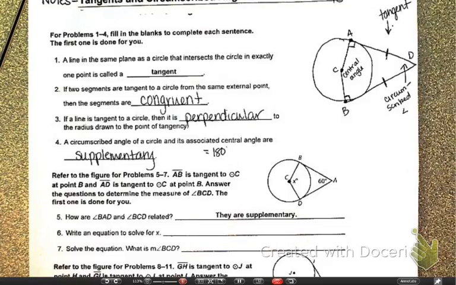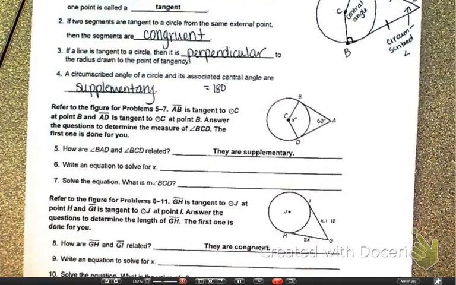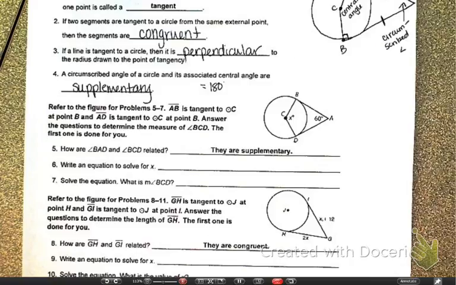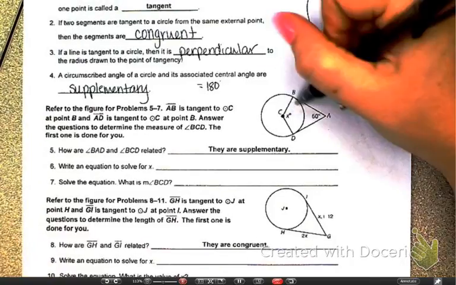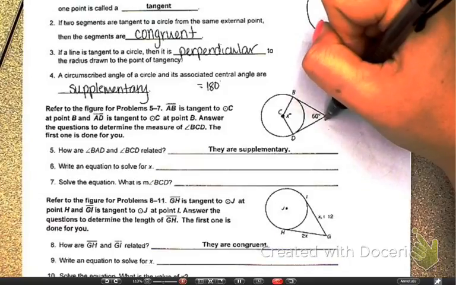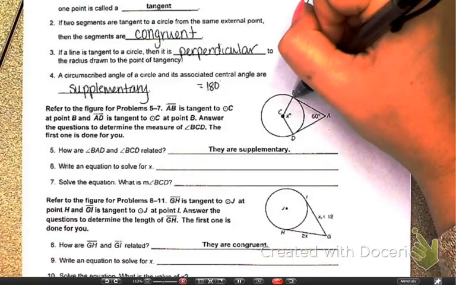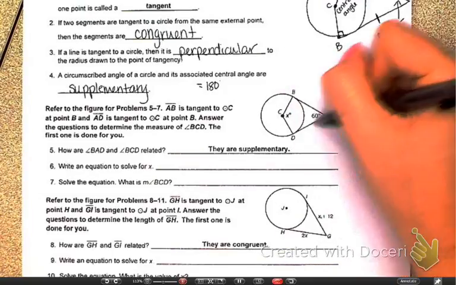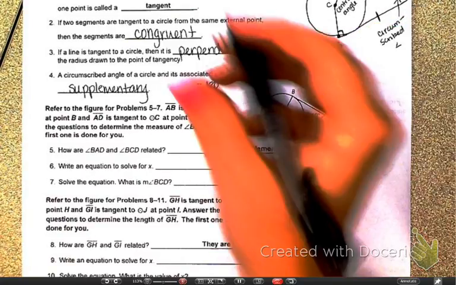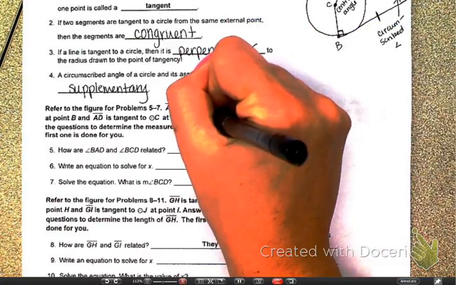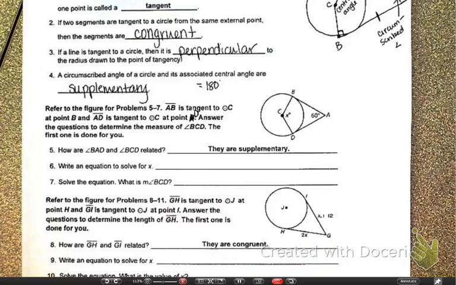No? Okay. So we're going to use some information. So use the figure for problems 5 through 7. Here's line AB. It is tangent to circle C at point B. AD is tangent to circle C. This should say at point D, not point B. That should say at point D. Answer the question to determine the measure of angle BCD. The first one is done for you.